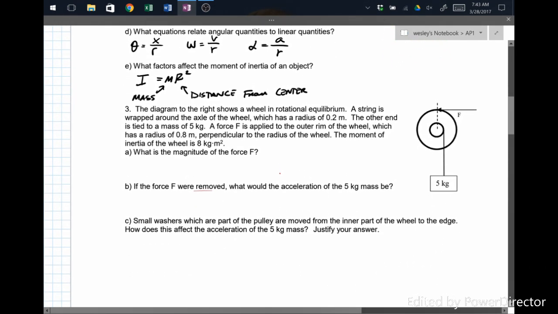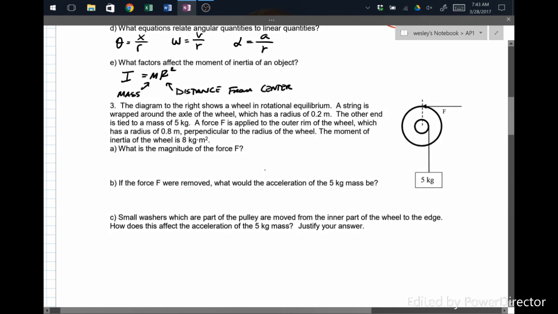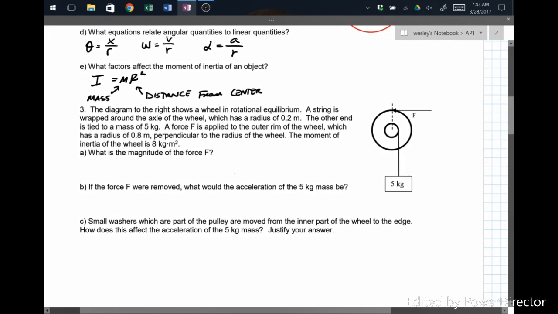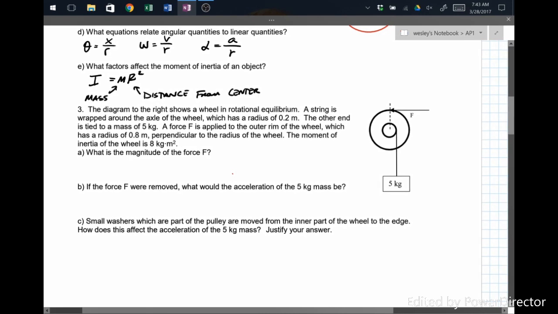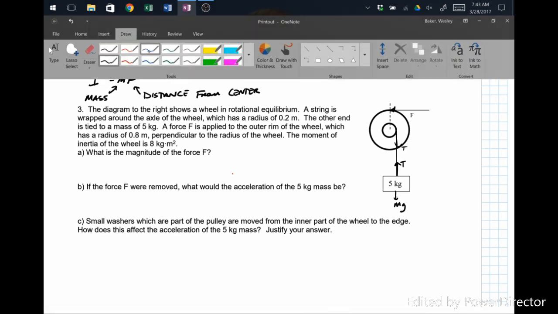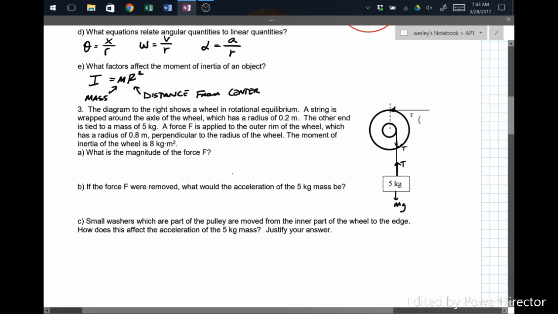All right, number 3, we're applying this force here. And the first part, we're in equilibrium, so we want to know the magnitude of our force. So looking at this, right now in equilibrium, I got mg down, got tension up, my force is in this way. That means I also have a tension down. So what we need to do is go through here and find our torques. So here, the torque would be force times, I believe the outer radius is 0.8. And here, the torque would be tension times 0.2.